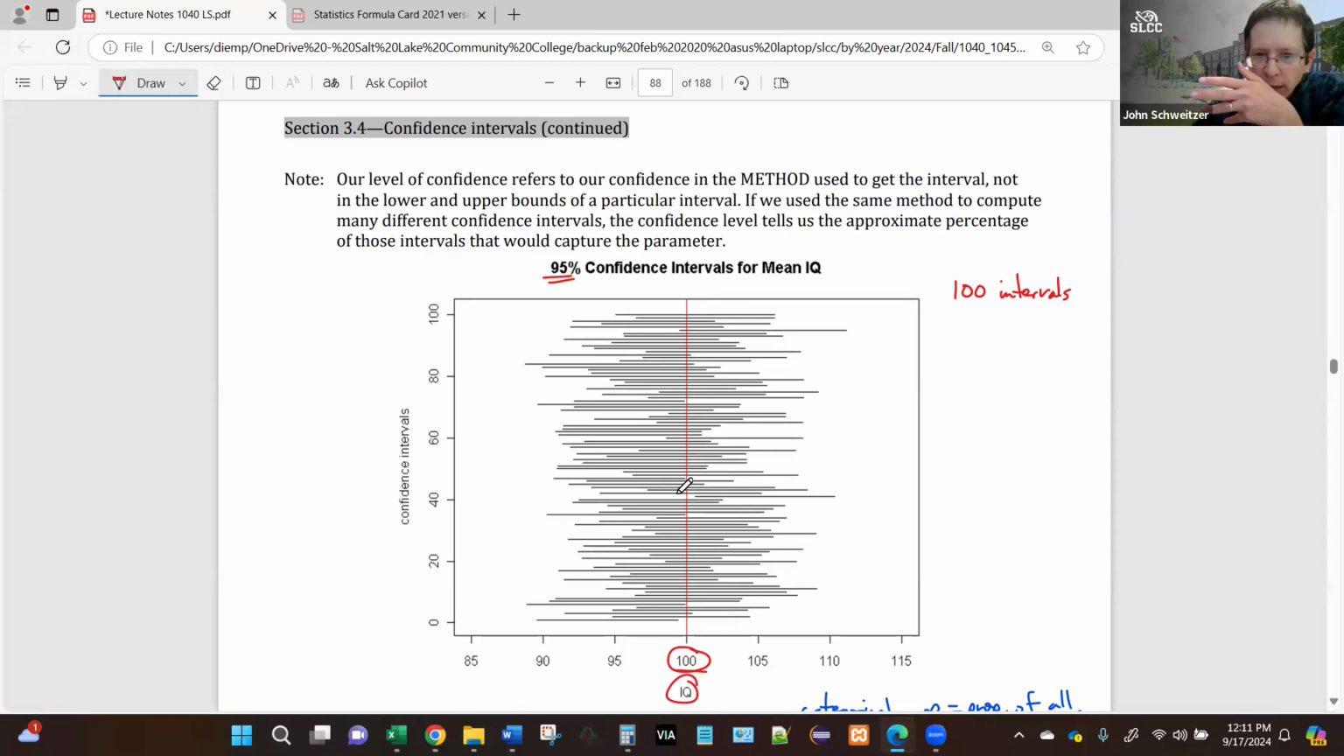Just by looking casually, you can see that the vast majority of these do capture the red line, right? Some of them get it right in the middle. Others, like this one, it still captures it. It almost misses, but it still captures. But there are a few where it totally misses.